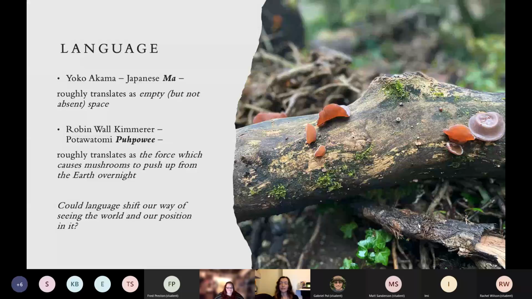Within human languages, innumerable concepts exist which don't have direct translations between cultures. These inform how we see and interact with the world and the realities that are created. Designer Yoko Akama discusses how design in Japan has co-evolved with the Japanese concept of ma, which roughly translates as empty but not absent space. Robin Wall Kimmerer explains an approximate translation of the Potawatomi word papawi as the force which causes mushrooms to push up from the earth overnight.